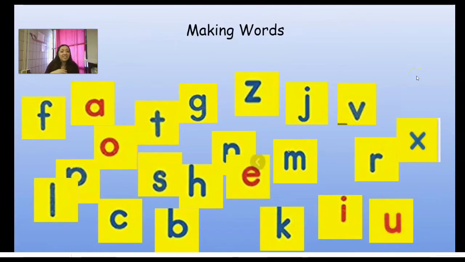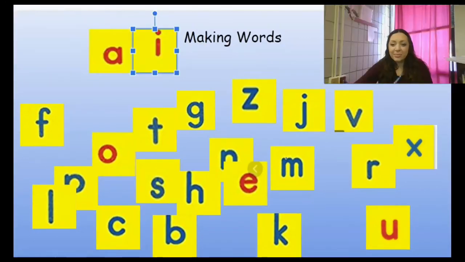All right, so that video showed us lots of words that have that AI sound. And one of the things you'll notice is that AI a lot of times has that L behind it. And it kind of blends together. It says ale, like in male or snail. All right, we're going to practice making some words with our new vowel digraph AI now. All right, so let's make some words.